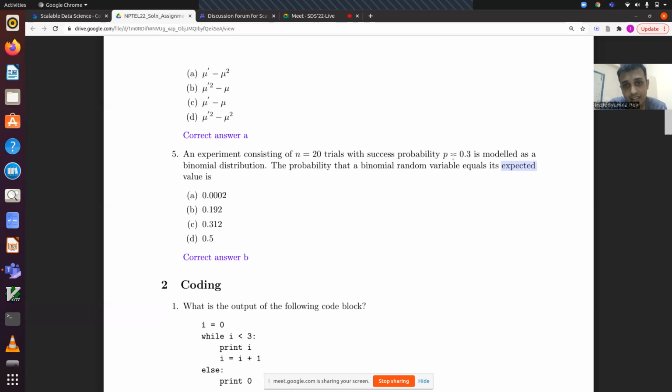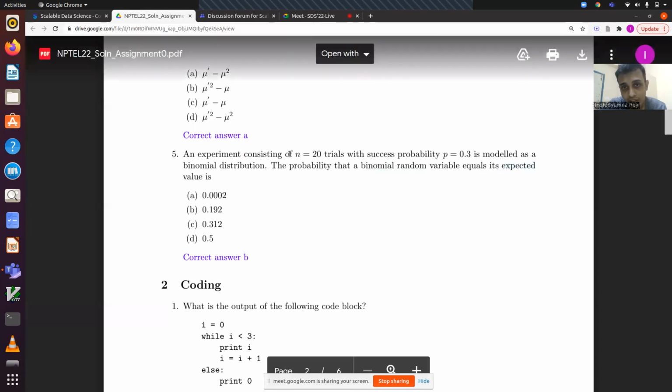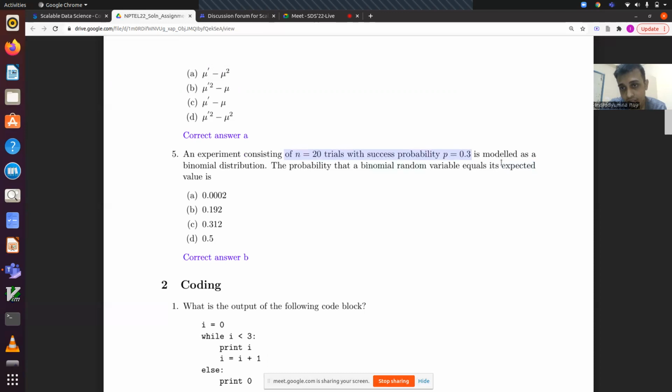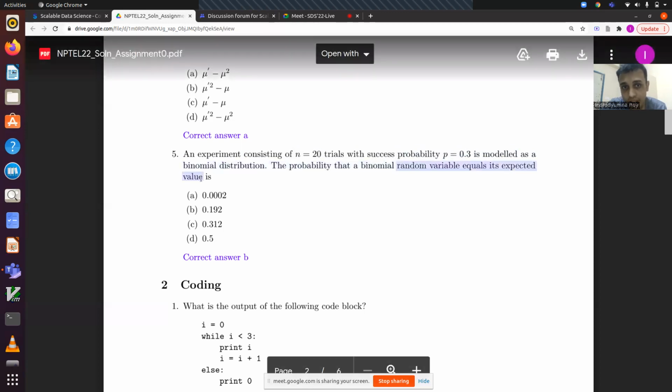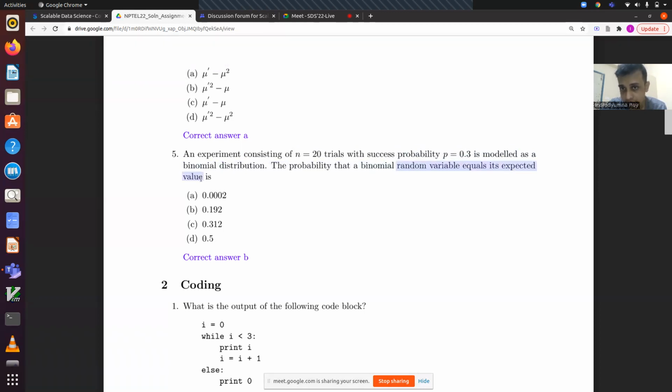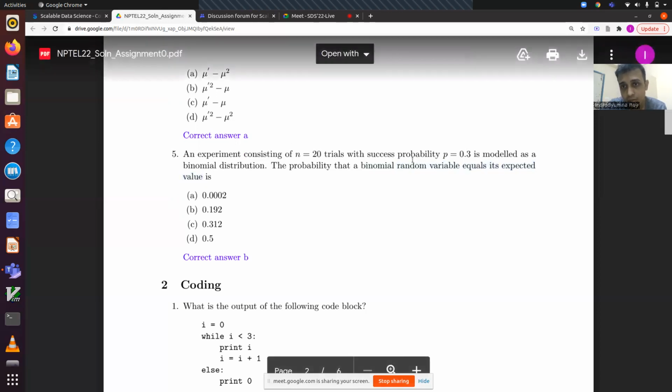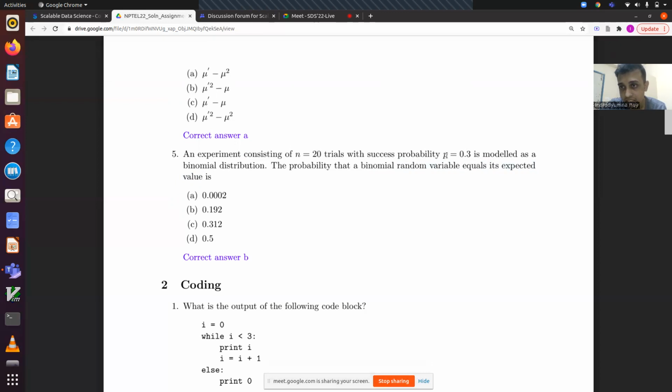So basically the question is asking, you know that for this distribution, the expected value is 6. So what is the probability for k equals 6, right? The last line means that the random variable equals the expected value. You know the expected value from the formula, which is 6. So the random variable here is k, because the number of trials is fixed, the probability is also fixed. What changes is the value of k. So that's the random variable.